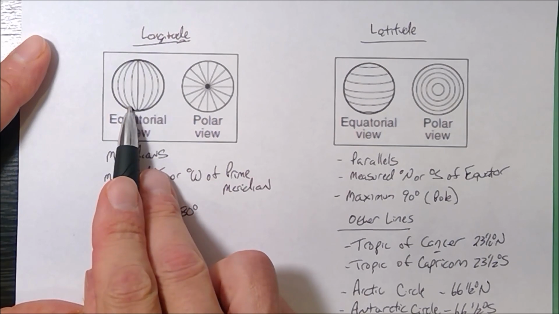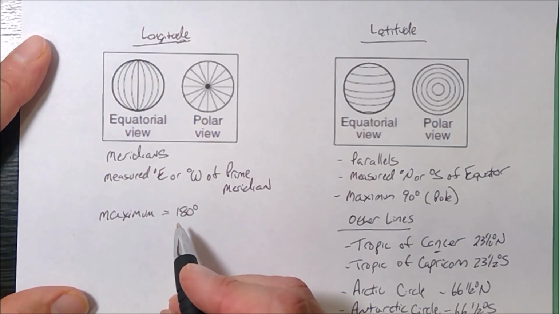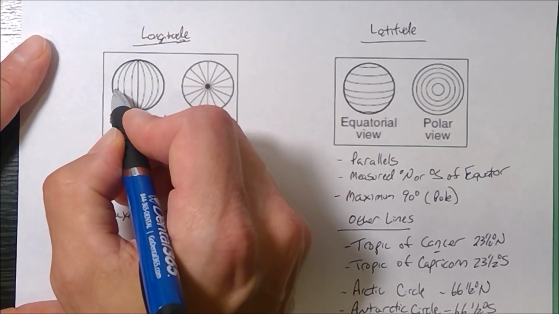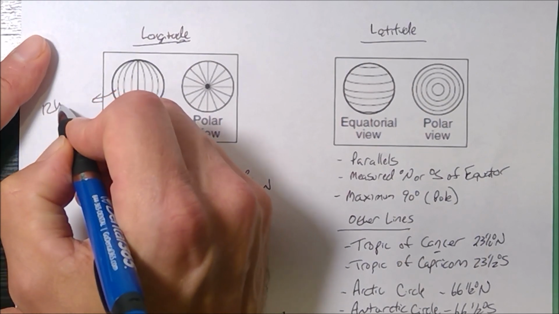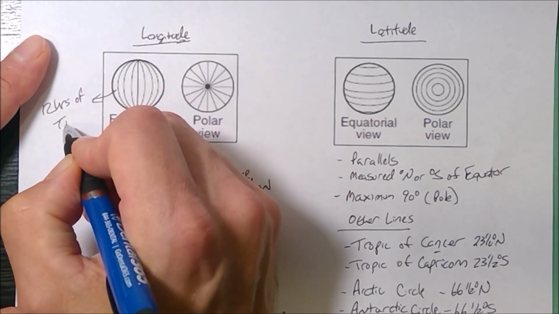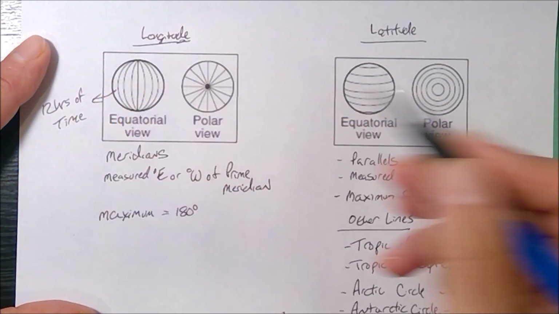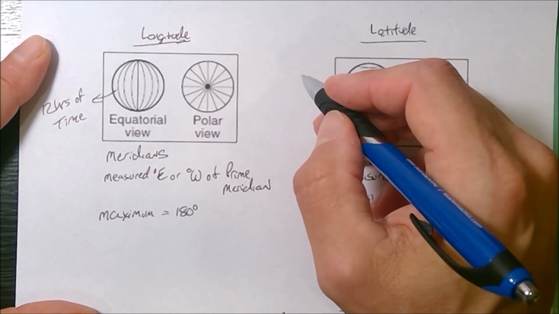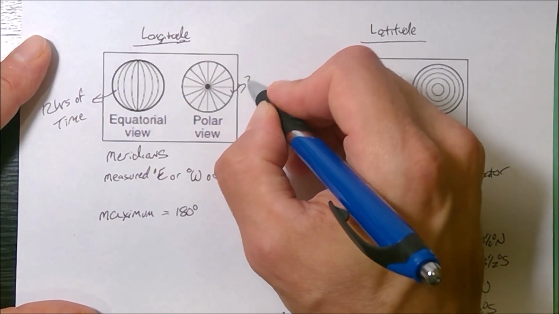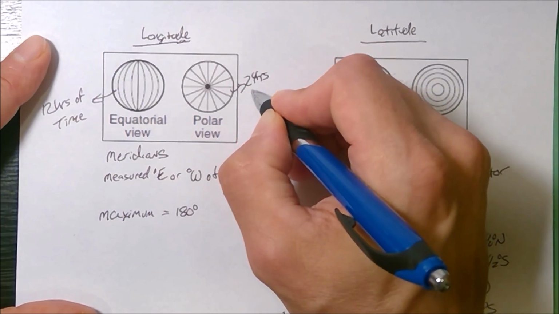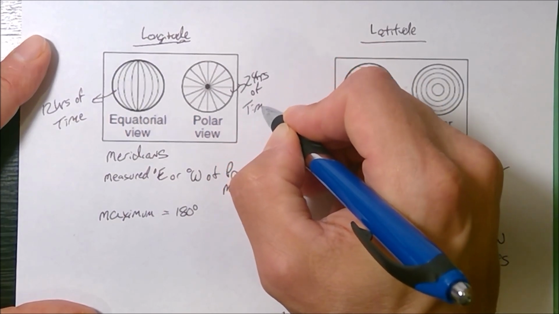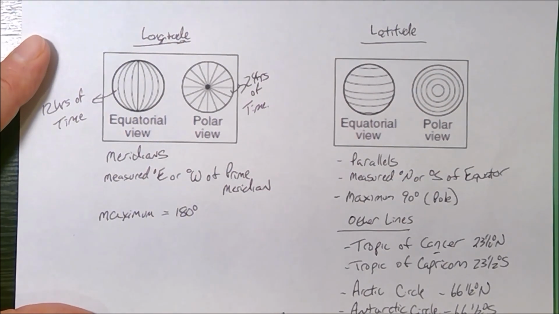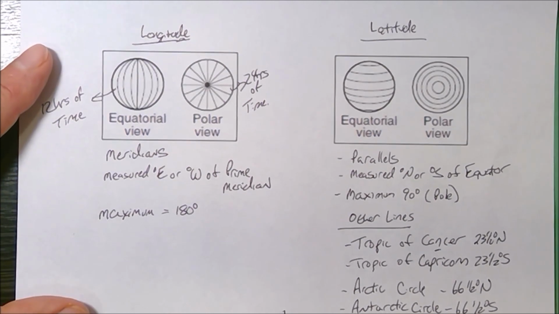When you're looking at a side view, the equatorial or side view is going to give you 12 hours of time. But when you look down at the poles, you're seeing the full 360 degrees. So this one gives you 24 hours of time. If you look down on the poles, you're seeing the entire northern hemisphere. You'd see all 24 hours of time.